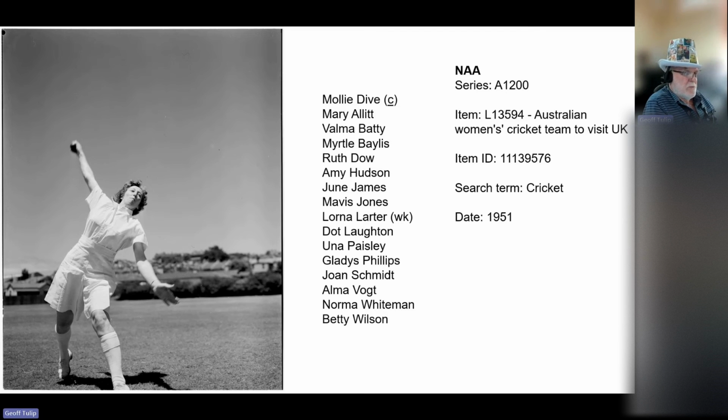Not sure who this is, bowling, but she should be on the list that's displayed there. So from my research, Betty Wilson was a right arm off-break bowler. Norma Whiteman was a pace bowler. Alma Voigt was a right-arm fast bowler. So she could be one of those three people because she's bowling, clearly.